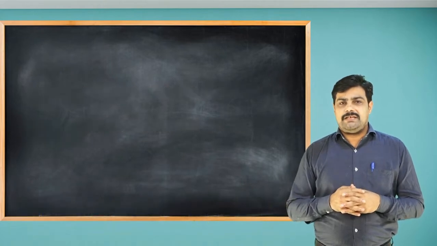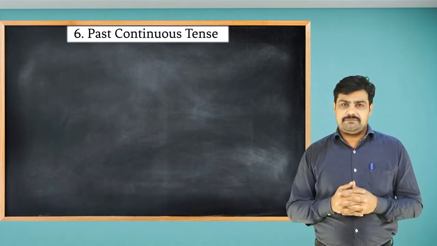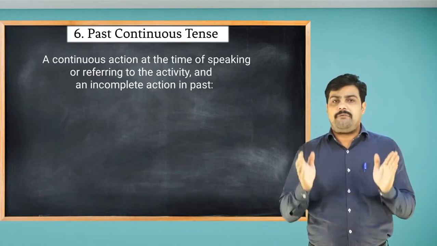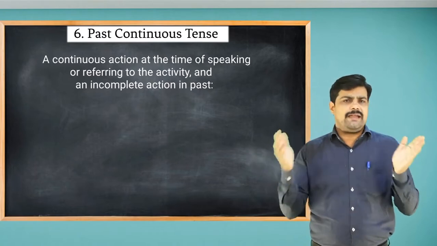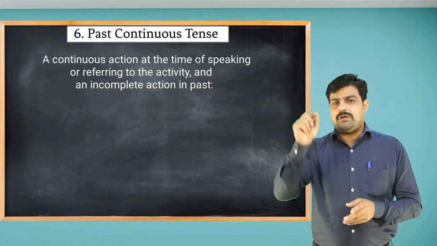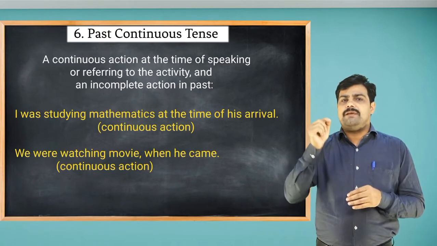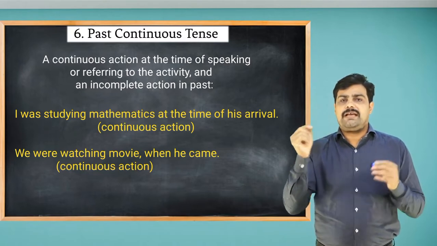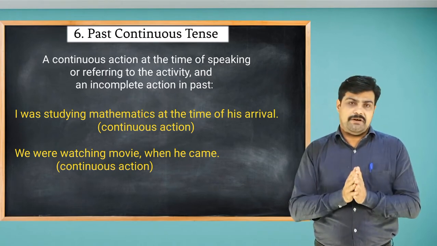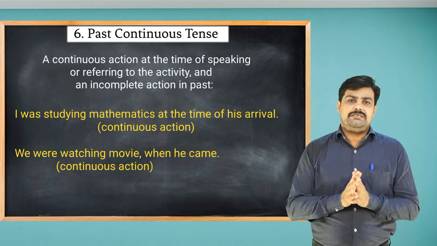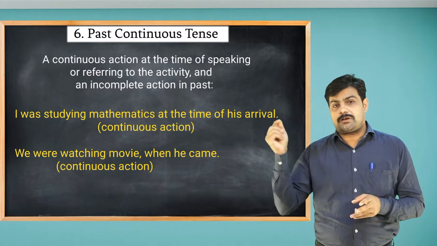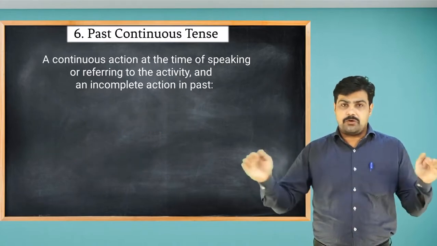Now let's take another tense, that is past continuous tense. It indicates a continuous action at the time of speaking or referring to any activity, and an incomplete action in the past. For example, I was studying mathematics at the time of his arrival. Now the activity or the action is continuous here. Let's take another sentence. We were watching movie when he came. It is also continuous action. The work is going on.